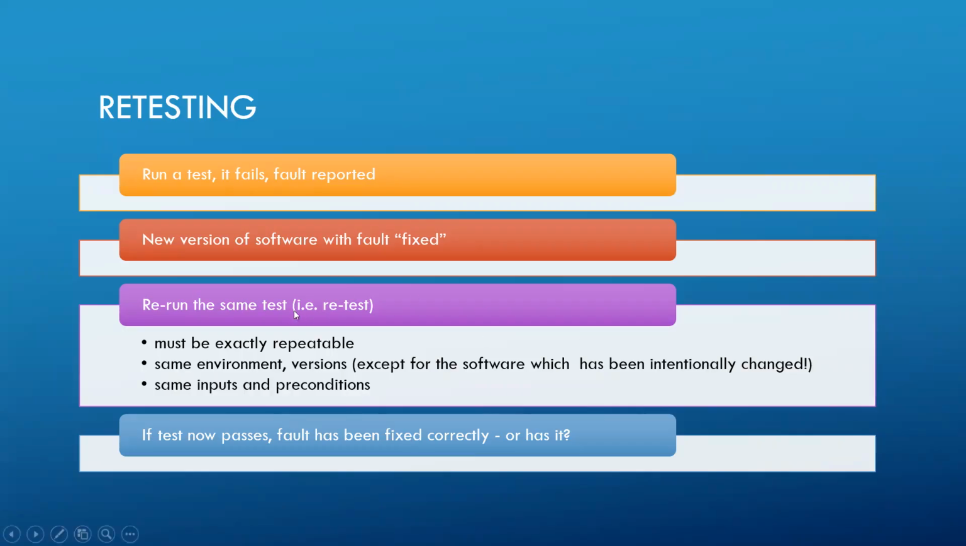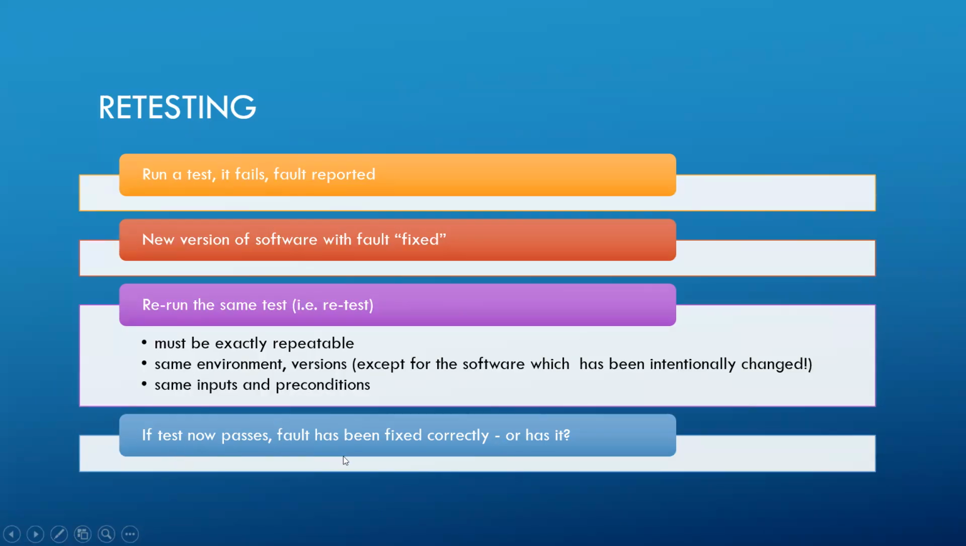So rerun the same test. Here it is called retest. Must be exactly repeatable steps, same environment and versions. So if the version is changing, then we have to execute the same set of test cases, but the environment would be the same. Same inputs and preconditions, everything should be the same. And we have different versions of the software that are given to us, on which we have to execute.